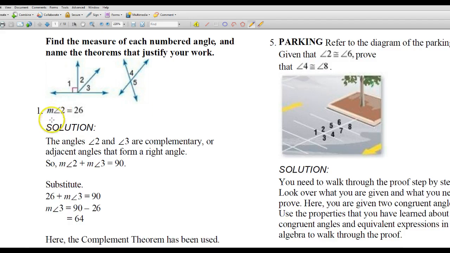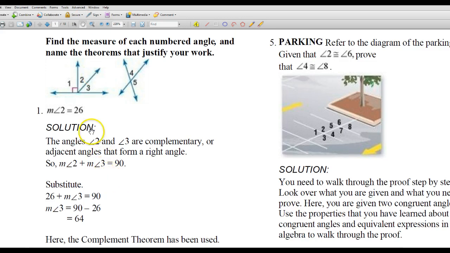So in problem number 1, we are given that the measure of angle 2 is equal to 26. We notice that we have a right angle for angle 1. So therefore, the angle on the other side will be a right angle. And these two angles have to add up to 90 by the complements theorem. So the complements theorem says that two adjacent angles whose non-adjacent sides form a right angle will be complementary. So the angles 2 and 3 are complementary, or adjacent angles that form a right angle. So the measure of angle 2 plus the measure of angle 3 is 90.